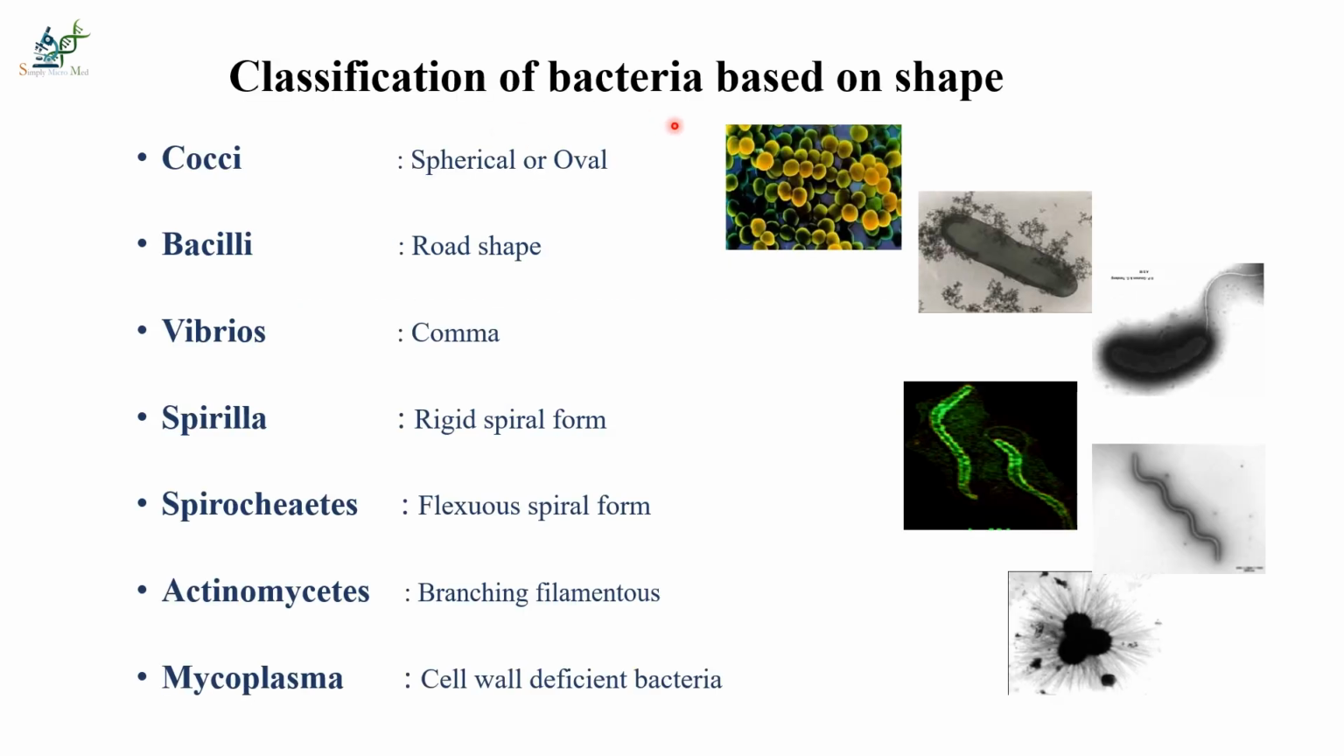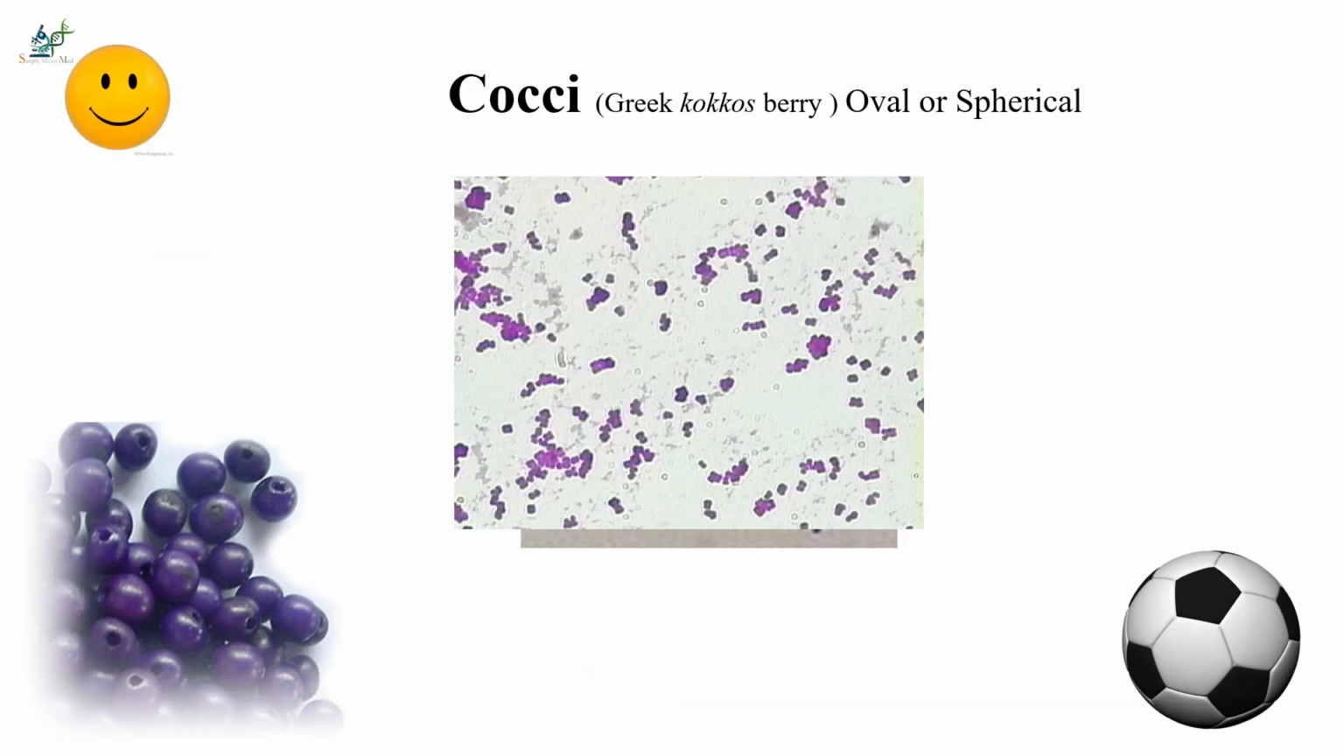Classification of bacteria based on shape. Based upon the shape of the bacteria, we can classify bacteria into cocci, bacilli, vibrios, spirilla, spirochetes, actinomyces, and mycoplasma. Cocci. In Greek, coccus means berry. It's an oval or spherical shaped bacteria.